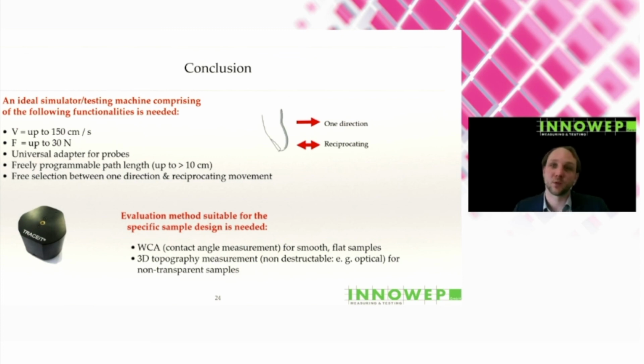We need speeds up to 1 meter, 1.5 meters per second if we want to mimic real-life human-induced abrasion and scratches, and we have to take a look at whether we want to have one direction or reciprocating movement on the sample surface. And on the other side of the coin, we have to find suitable evaluation methods like water contact angle and 3D topography measurement, for instance, to evaluate the damage we've done to our surface.